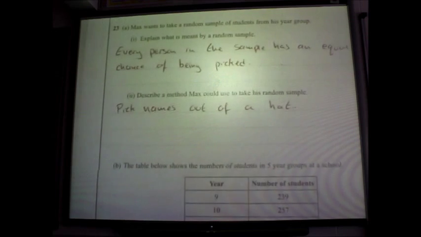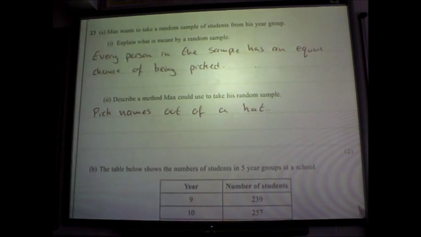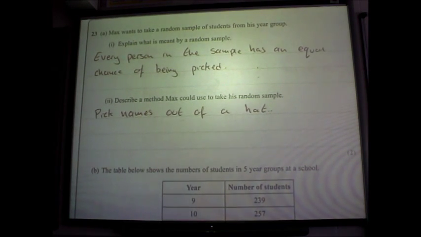Okay, question 23. Max wants to take a random sample. What is meant by random sample? A random sample is where every person in the sample has an equal chance of being chosen. Describe a method Max could use to take his random sample. If I had a class of 30 students, I could put all of their names into a hat and just literally pick them out, because that way they've all got a completely even chance of being chosen. So the first one, every person has got an equal chance of being picked.